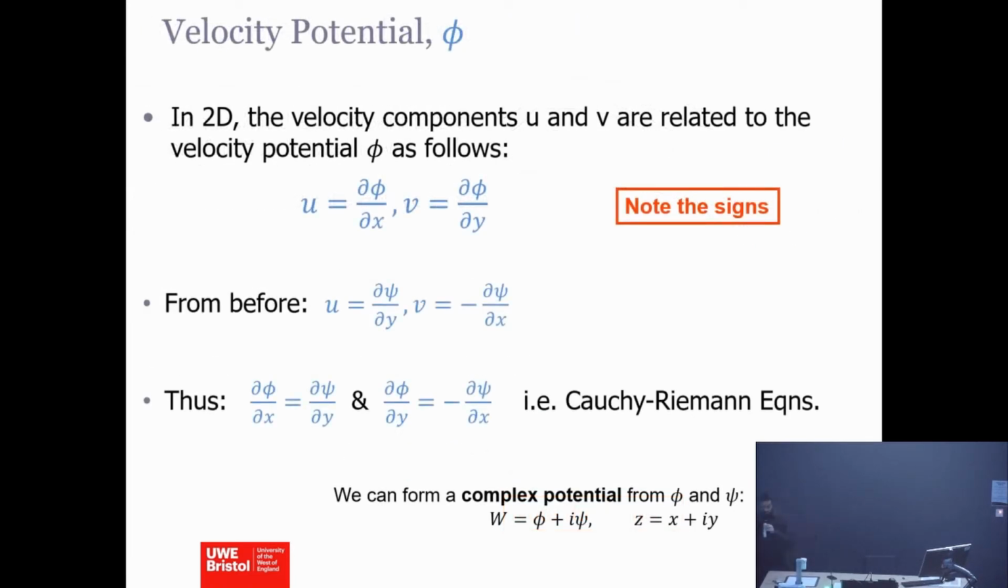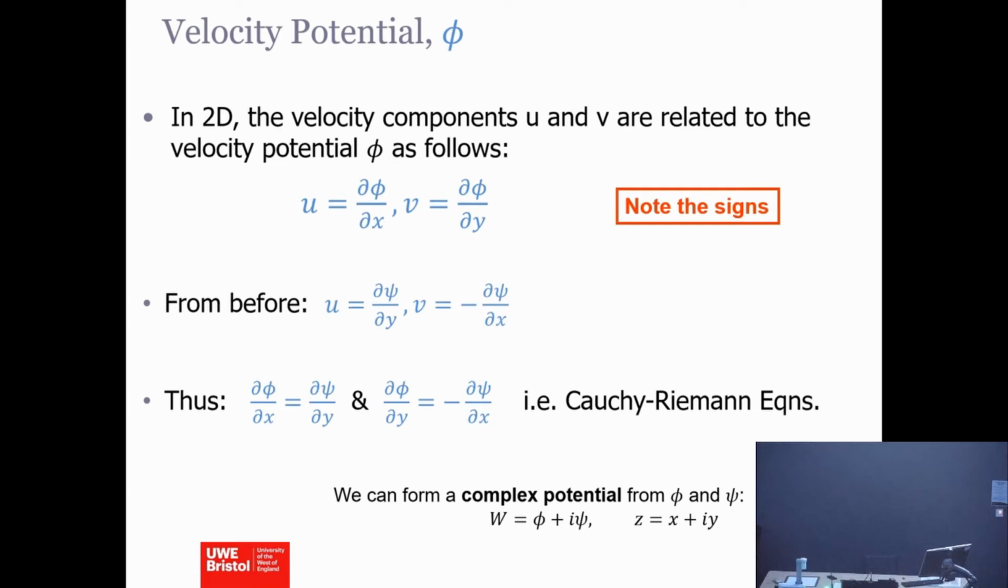We also spoke about the velocity potential phi, so this is a quick revision. Similarly, we can also express the velocity components u and v in terms of phi. So if you know phi, you can work out u and v. So u is d phi/dx, v is d phi/dy. And here it says note the signs. So also note the definitions. They're slightly different. Don't confuse them.